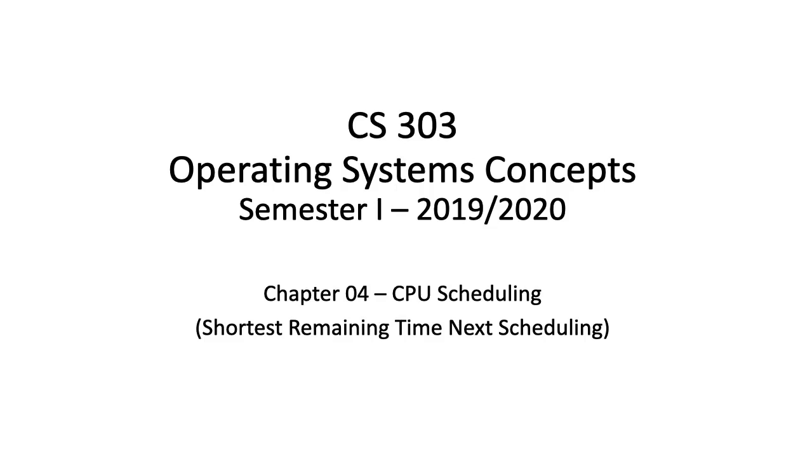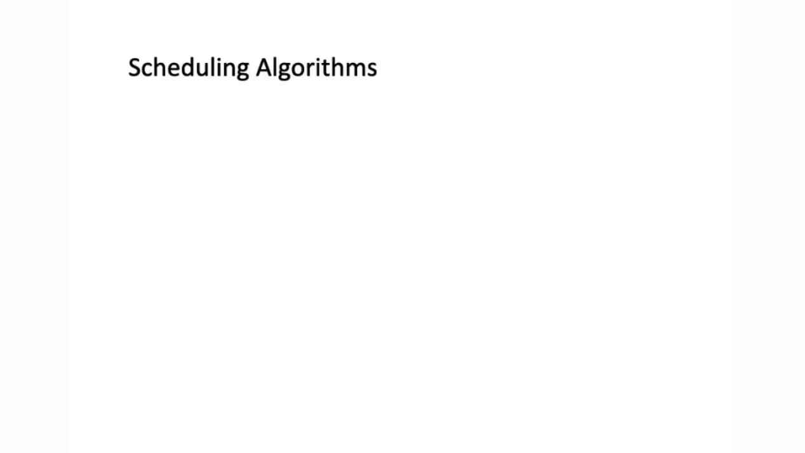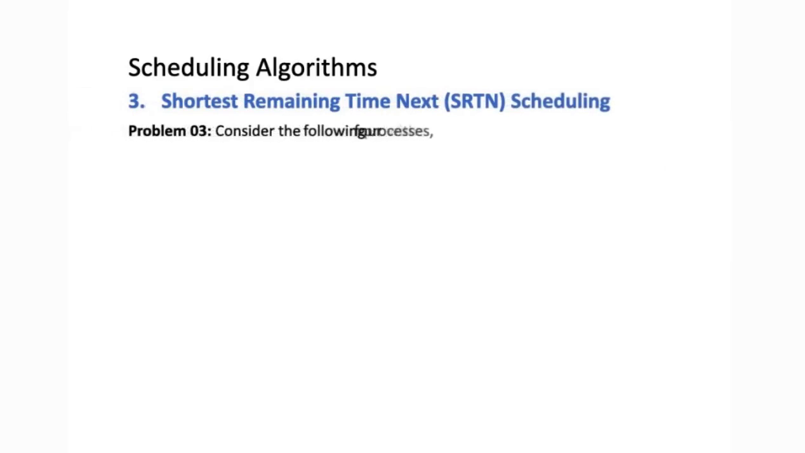Welcome back. In this video, we are going to learn our next scheduling algorithm, shortest remaining time next scheduling. As we have already discussed in the previous video, shortest remaining time next scheduling is a preemptive shortest job first scheduling algorithm. Let's see an example so that you will be able to understand the way that it works.